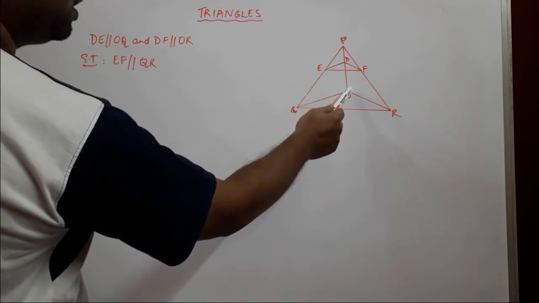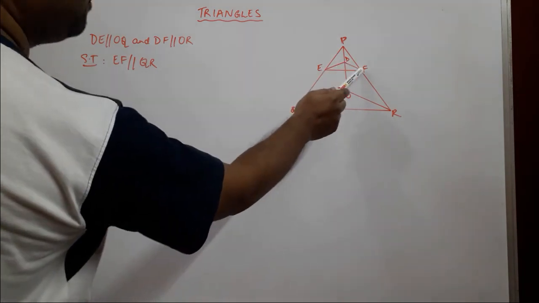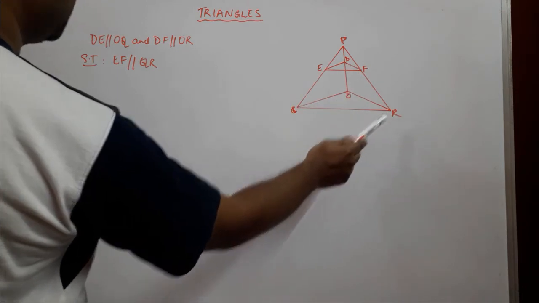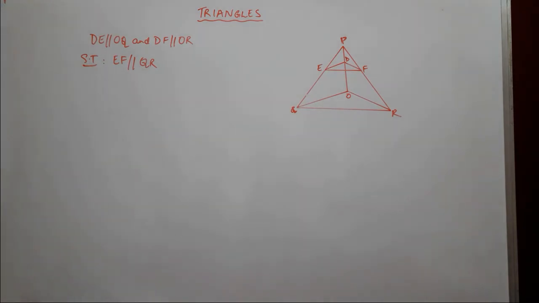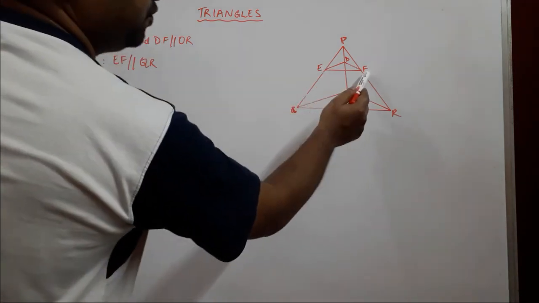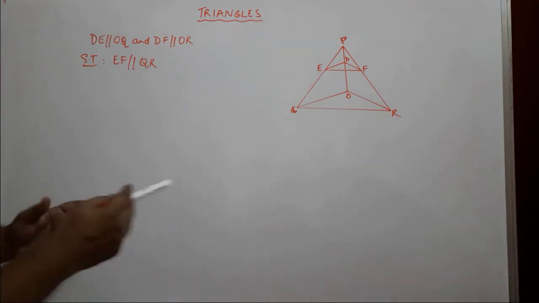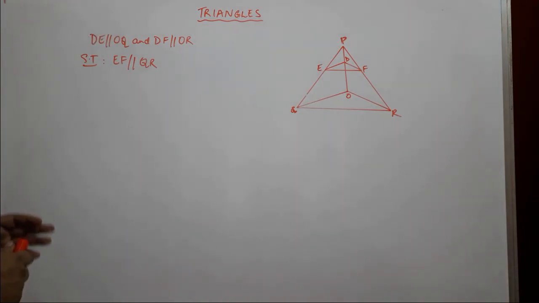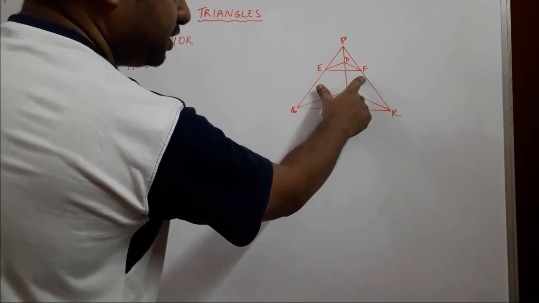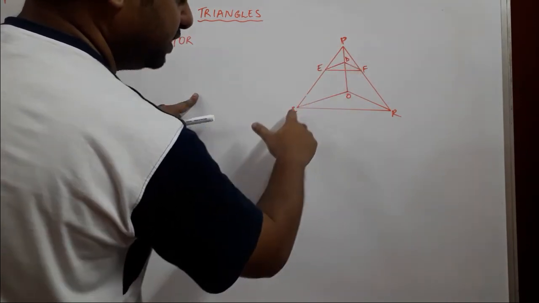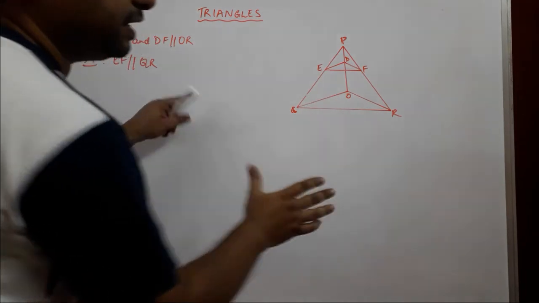DE is parallel to OQ and DF is parallel to OR. We are asked to prove EF is parallel to QR. So let's pause and think what we actually need and how do we get to that. Here we are asked to prove EF is parallel to QR. The only way we can prove that EF is parallel to QR is by using the converse of basic proportionality theorem, which means we will have to show that this line EF divides this entire line PQ and PR in same ratios.